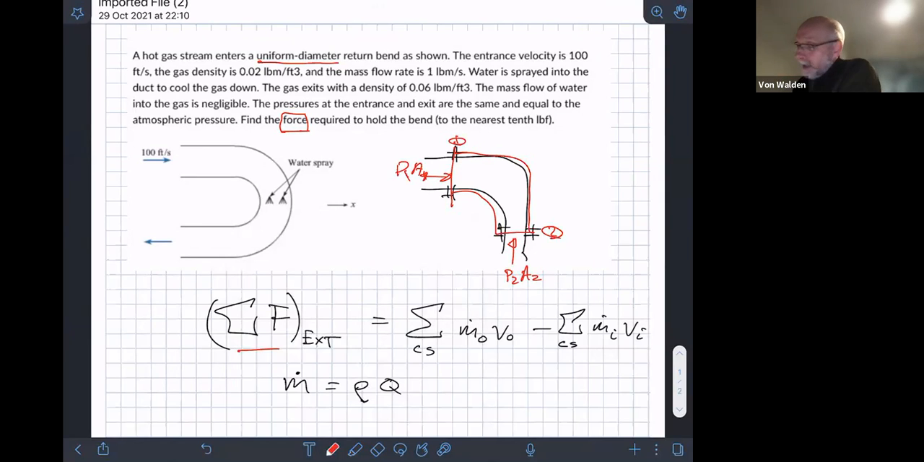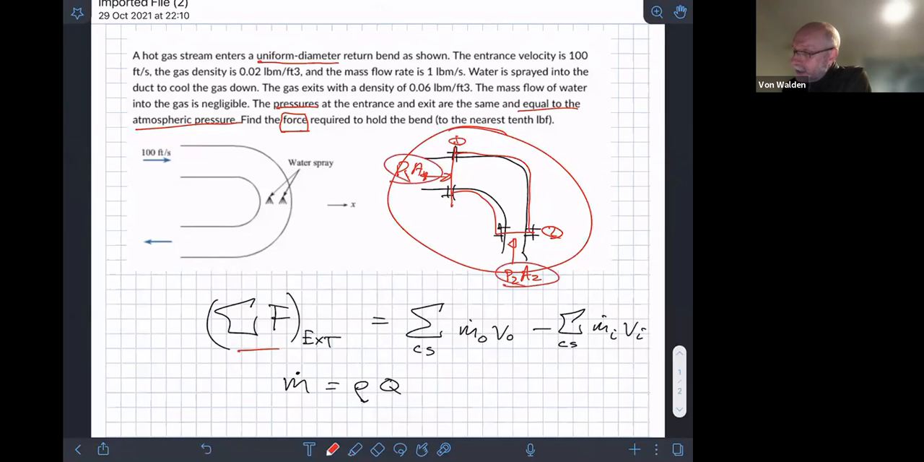So in this particular problem, we don't need to deal with it, because the pressures are equal to atmospheric. But in a situation like this one over here, if it's a closed pipe, you have to account for these as external forces. So please make a point of that, or a note of that.